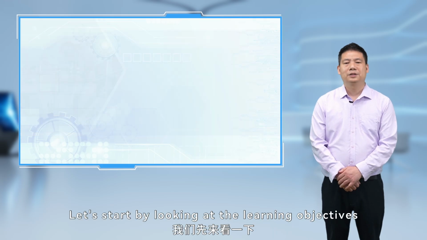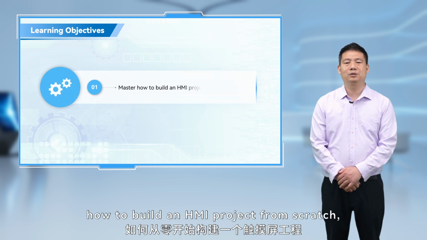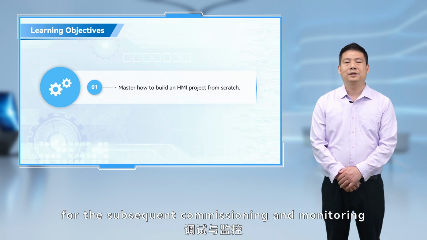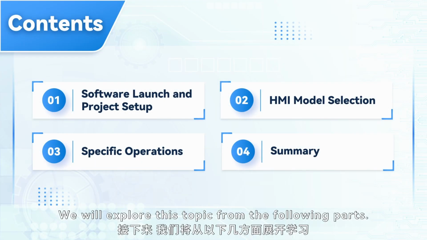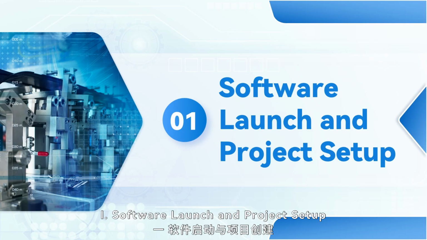Let's start by looking at the learning objectives for this lesson. You need to master how to build an HMI project from scratch, which will lay a solid foundation for the subsequent commissioning and monitoring of electromechanical equipment. We will explore this topic from the following parts. 1. Software launch and project setup.